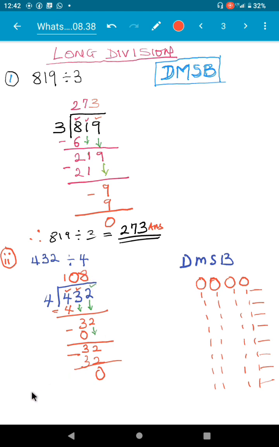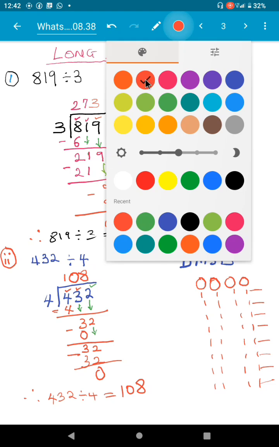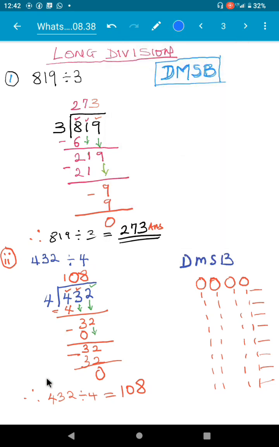So which means our answer: 432 divided by 4, our answer is 108, and that is the solution to this problem. So you can see how we are able to use the basic division to tackle this long division problem.